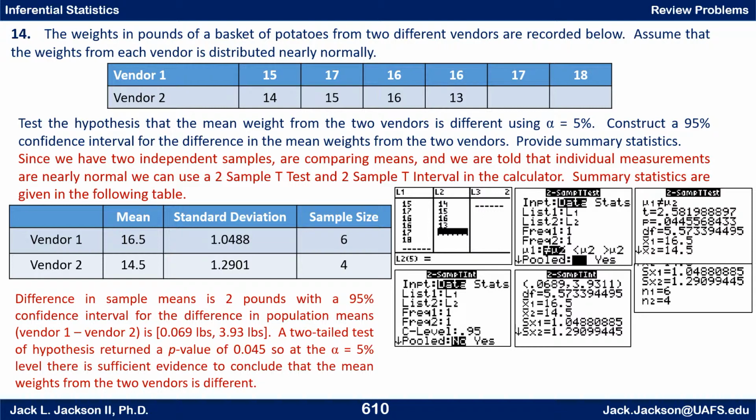Well, the main thing we want to pull out of that is the p-value is 0.044. Alpha was 0.05. P is less than alpha. We do have enough evidence to reject the null hypothesis. Especially when we do that, we need to get a confidence interval to go with it.